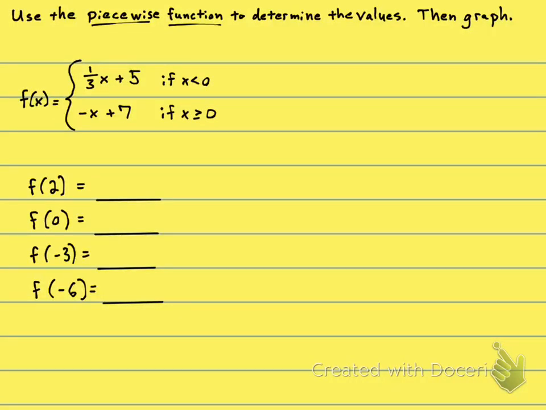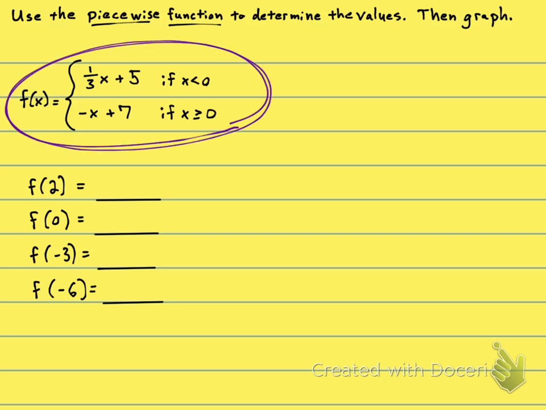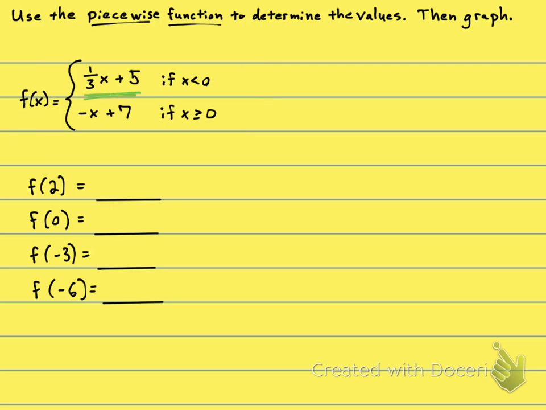Use the piecewise function to determine the values, then graph. So this here is my piecewise function, and it is a function. It's going to do one thing up here when my x values are less than 0, and it's going to do another thing right here when my x values are greater than or equal to 0. So they want to know what is the f of 2.